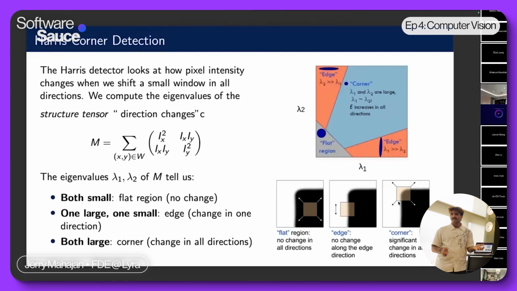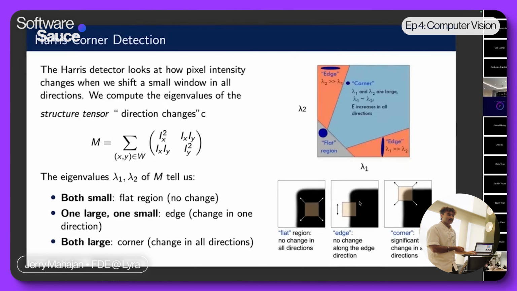So how might we detect a corner? We can look at what our intensity change is in many directions. If it's large in many directions, then it's probably a corner. Compare this to an edge, where if we go up and down, we're not going to change our intensity. We're going from black to black. But if we go the other way, from black to white, we're going to change our intensity a lot.